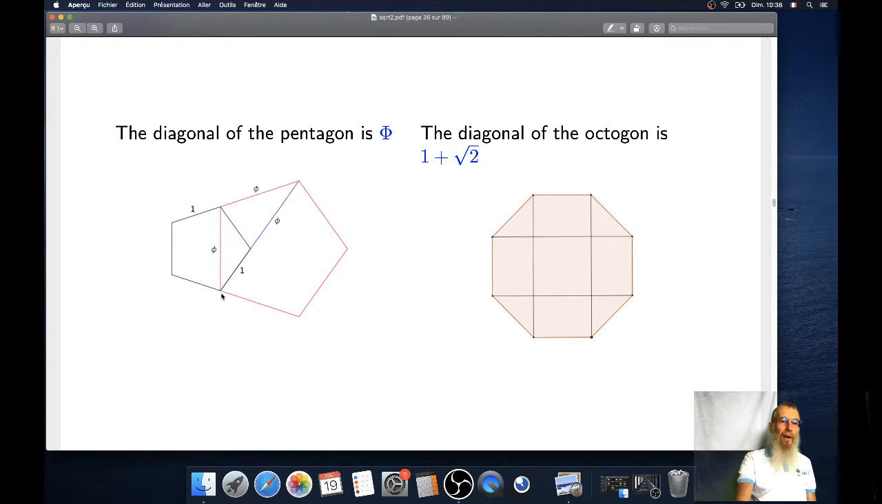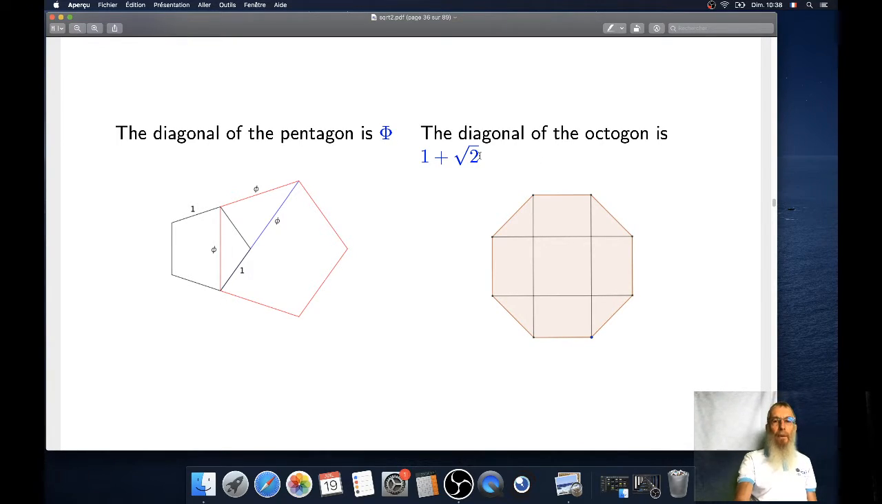So the length of this diagonal is the same as the length of this side of something which is a big pentagon, because this angle is just the same as this one. And so here you have a big red pentagon. All the sides are phi, and the diagonal of the big red pentagon will be phi square, because you have enlarged by a coefficient phi. But at the same time, this side here is phi plus 1, so phi square is phi plus 1. So this is for phi.